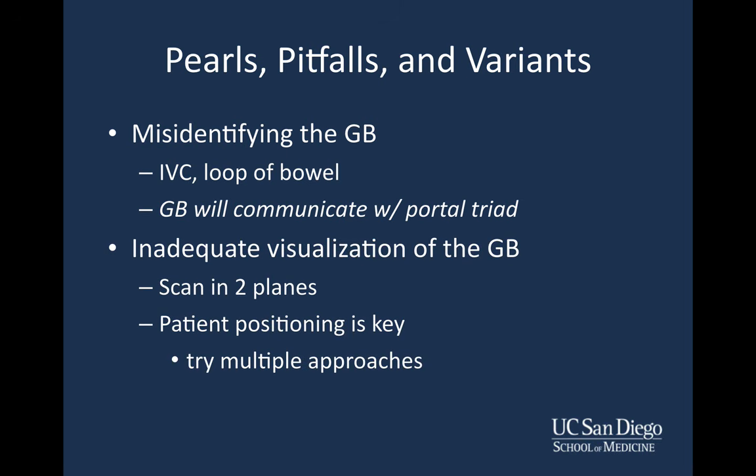The other common pitfall is inadequate visualization of the gallbladder. You want to make sure that you look at the gallbladder in both a short and long axis, so scan it in two planes, and you want to make sure you get a good view by making sure the patient is properly positioned. You can either have the patient supine, you can try the deep inspiration technique that we talked about, or if those fail, you can rotate the patient left lateral decubitus, use the liver as a window, and come from the anterior or middle axillary line, and then scan from a lateral to medial orientation to get a better view of the gallbladder as another alternate approach.